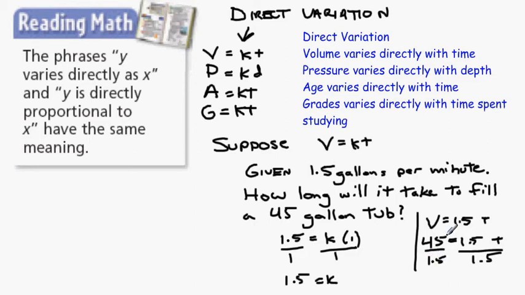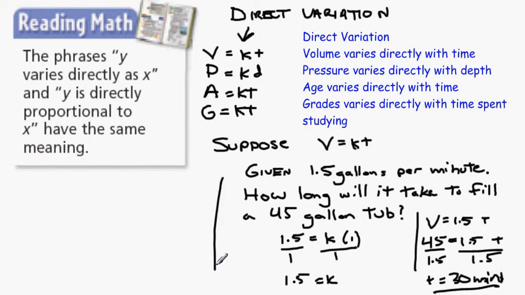So here I go. I got 45 gallons divided by 1.5. 45 divided by 1.5, I think, is 30. I know it's 30. So my time is going to be 30 minutes. That would be my answer to that question.